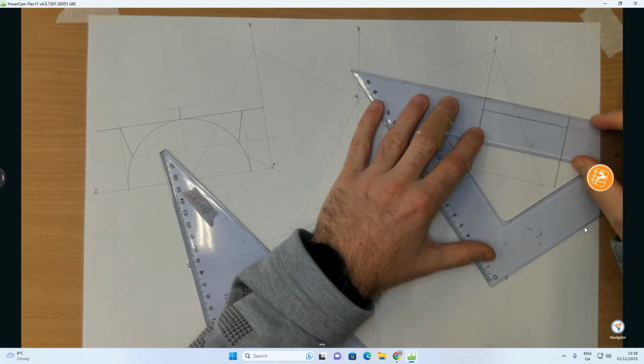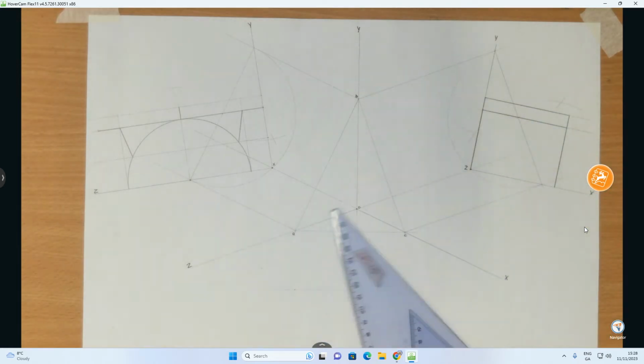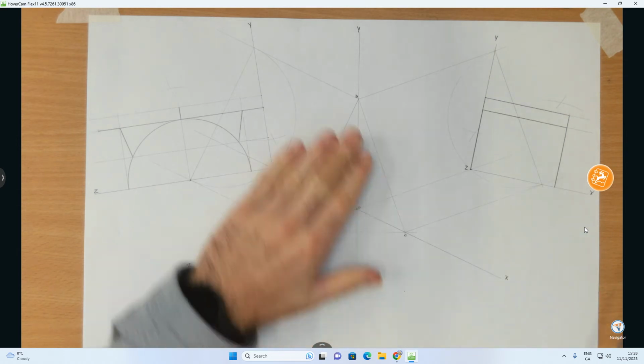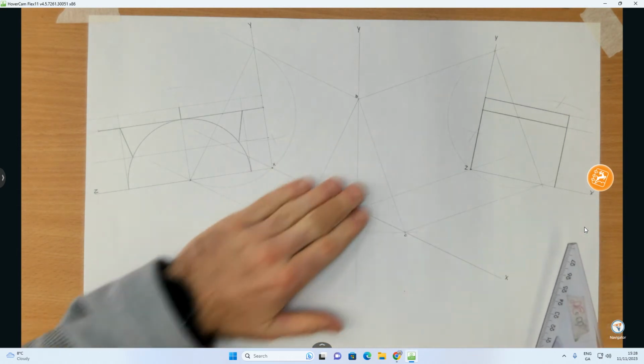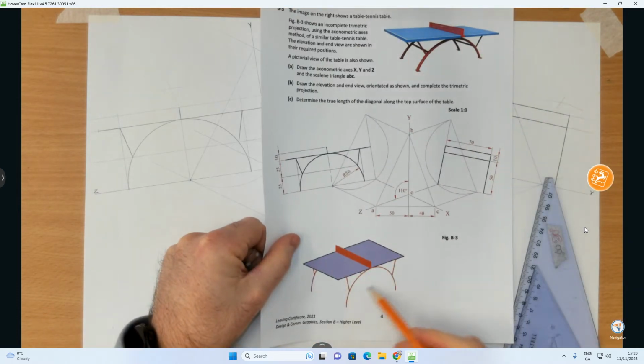So as you can see, starting to build up the question now. Okay, so there we have it. We've done the elevation, we've done the end elevation. All we have to do now is complete the trimetric projection of the table tennis table in here, and what it will end up looking like is something like this.